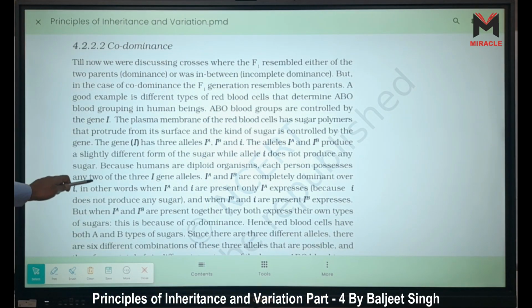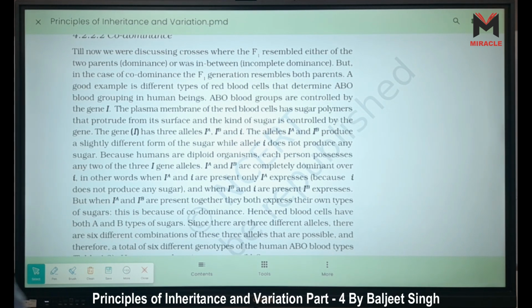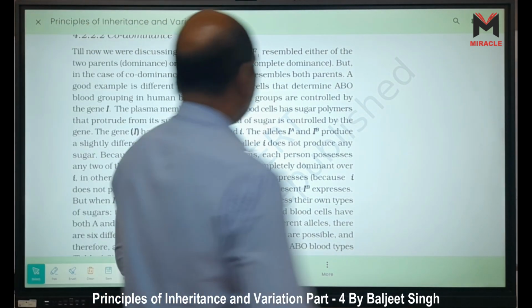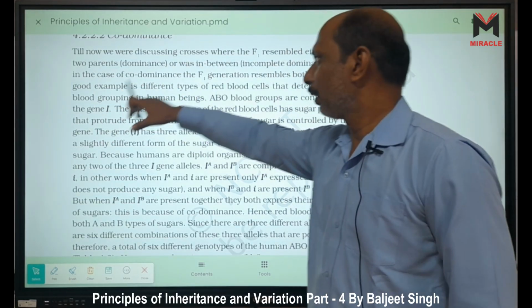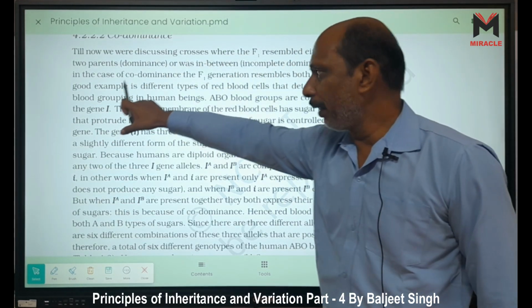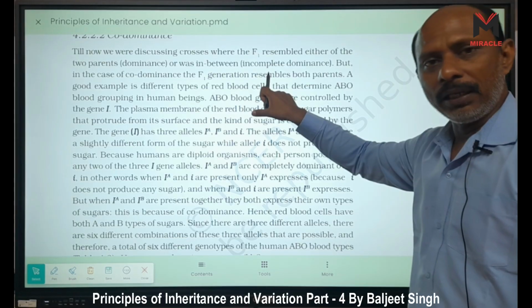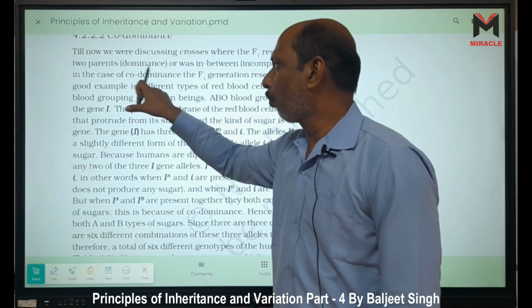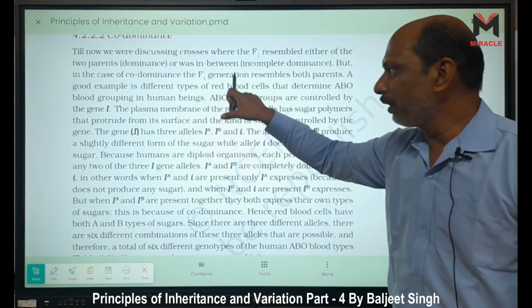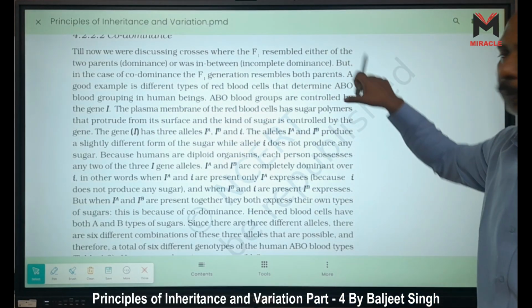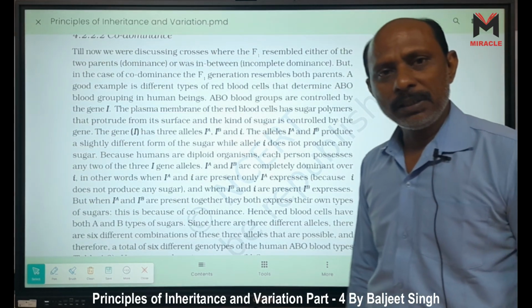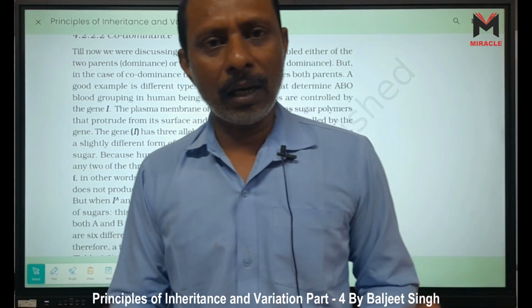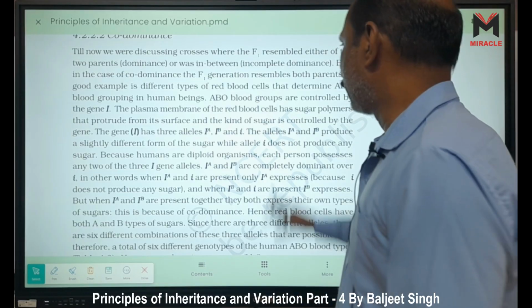Till now we were discussing crosses where F1 resembles either of the two parents, that is dominance, or was in between, that is called incomplete dominance. But in the case of codominance, the F1 generation resembles both parents. It resembles both parents, means both characters are present in the F1 generation.